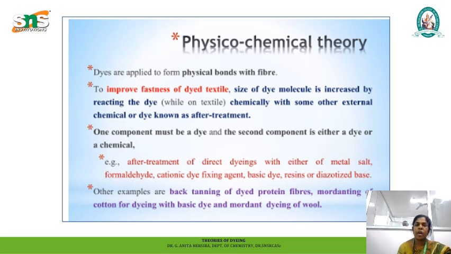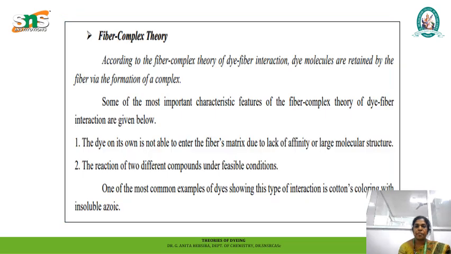Other examples are backtanning of dyed protein fibers, mordanting of cotton for dyeing with a basic dye, and the mordant dyeing method, which are common examples for physico-chemical theory. The next theory is fiber complex theory. Here the dye forms a complex when it interacts with the fiber. So the dye-fiber interaction happens by means of the formation of a complex.